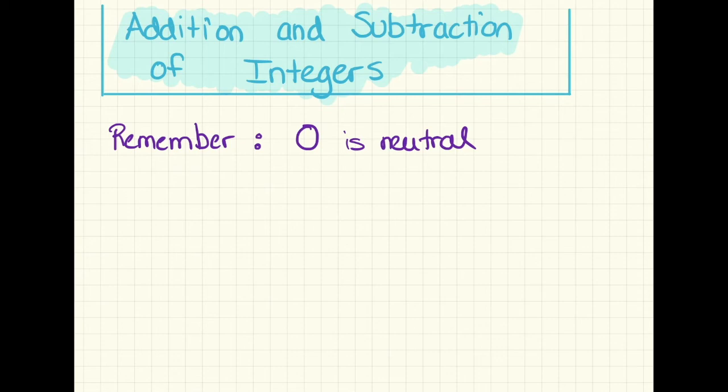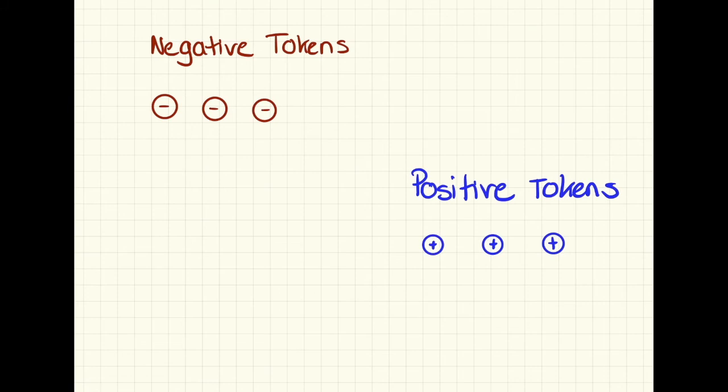So the first thing is that 0 is neutral, and the next thing is that I'm going to be using tokens in this video. My negative tokens will be identified using the color red, and my positive tokens will be identified using the color blue. So just as a visual to help, along with the fact that I will be using those tokens.